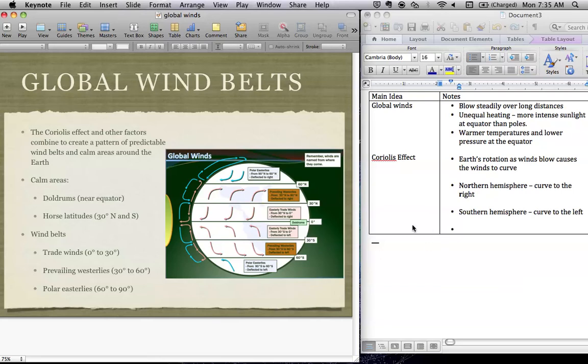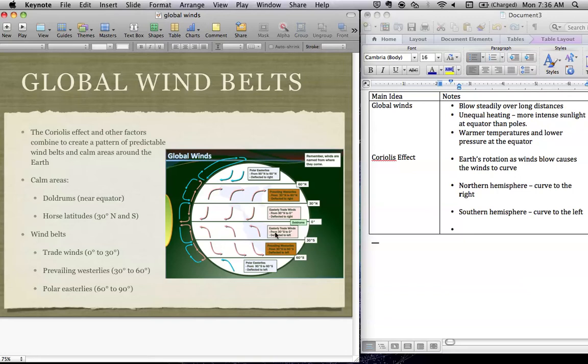So as a result of the Coriolis effect and some other factors, these factors combine to create a predictable pattern of wind belts and calm areas around the Earth. And this diagram kind of shows it, and it's a little bit hard to see in the video, but if you download the Keynote, you can zoom in on this pretty easily. So we have calm areas at the equator, right? We call those the doldrums, and at 30 degrees north and 30 degrees south. And those are called the horse latitudes. They're areas of really calm wind as well.